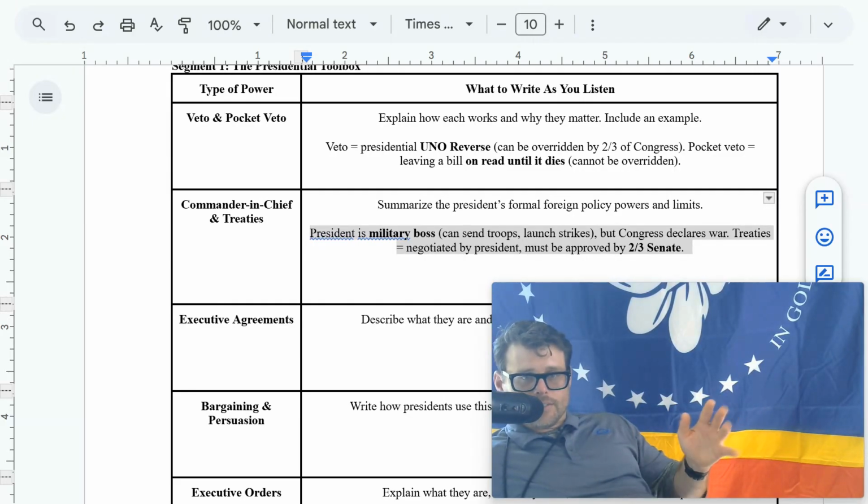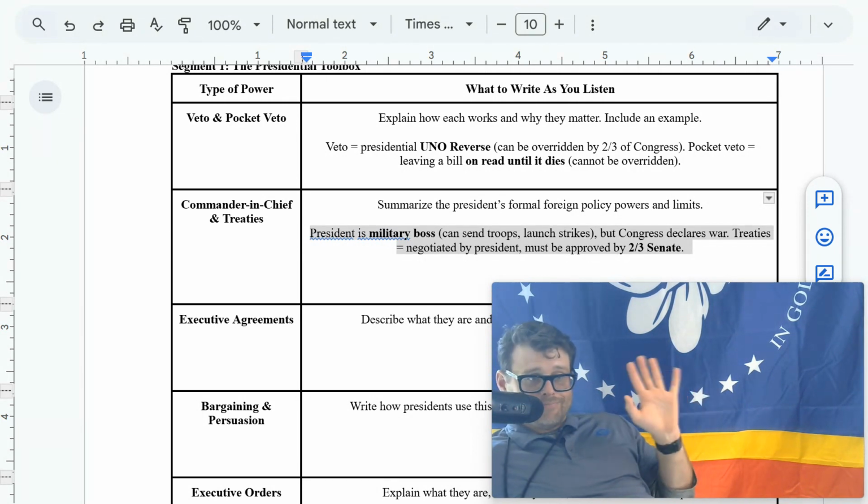So yeah, presidents have receipts: vetoes, treaties, commander-in-chief powers. They've got vibes: persuasion, bargaining, executive agreements, executive orders, signing statements. And together, that's their toolbox.